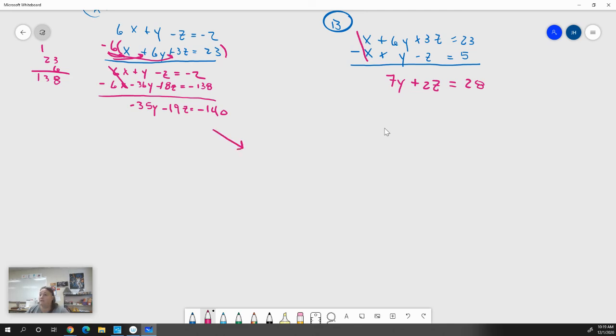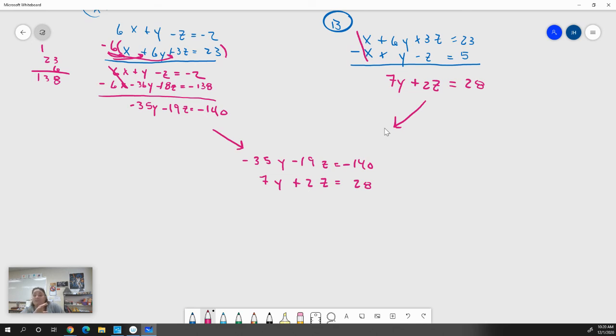So I can take this one and I can go minus 35y minus 19z equals negative 140. And then I can take this one and I can put it down here as 7y plus 2z equals 28. And so now I'm going to solve these for y and z. And then once we find that, we can plug the y and z back into one of the equations, and we will have our 3 variables solved, right?